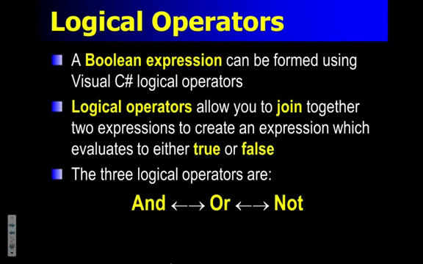By the way, these are also built into Google's search engine, but I can show you that on a different day. Okay. In C#, the way you write these is using these strange symbols to represent the three things. And is two ampersand symbols together. Or is two vertical lines. The name for this, by the way, is the pipe symbol. These two pipe symbols connected together. And then not is an exclamation point. And you already knew that because not equals uses an exclamation point.